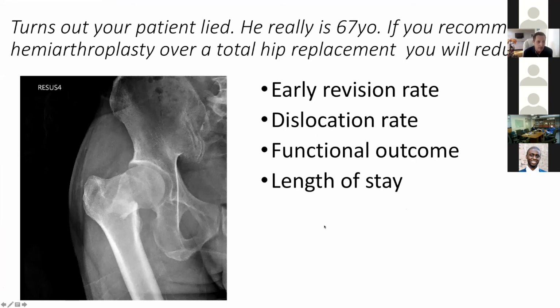All right, moving on. Well, it turns out your patient lied, unfortunately, and he is really 67 years old and not 47. And now, if you choose hemiarthroplasty over a total hip arthroplasty, you will reduce what? Early revision rate, dislocation rate, functional outcome, or length of stay. So hemi versus total, which do you reduce by choosing a hemi?